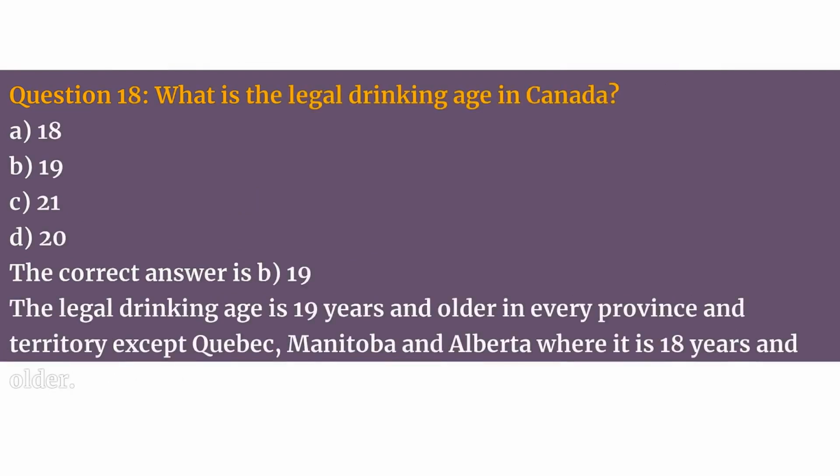Question 18. What is the legal drinking age in Canada? A. 18, B. 19, C. 21, D. 20. The correct answer is B. 19. The legal drinking age is 19 years and older in every province and territory, except Quebec, Manitoba, and Alberta, where it is 18 years and older.